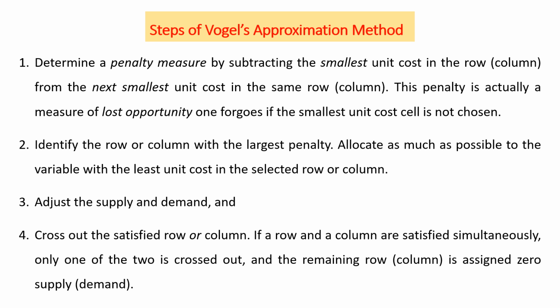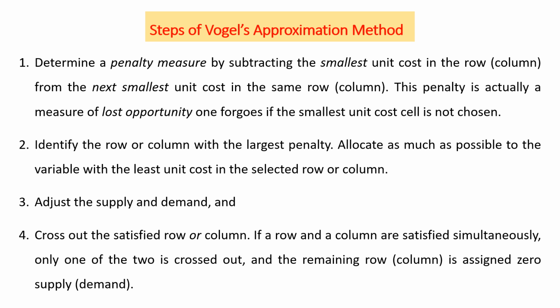The first step is to determine the penalty measures by subtracting the smallest unit cost in the row or column from the next smallest unit cost in the same row or column. This penalty is actually a measure of lost opportunity one forgoes if the smallest unit cost cell is not chosen. If the manager makes a mistake and selects the higher cost, there is a regret or a penalty, or we can say there is a lost opportunity.